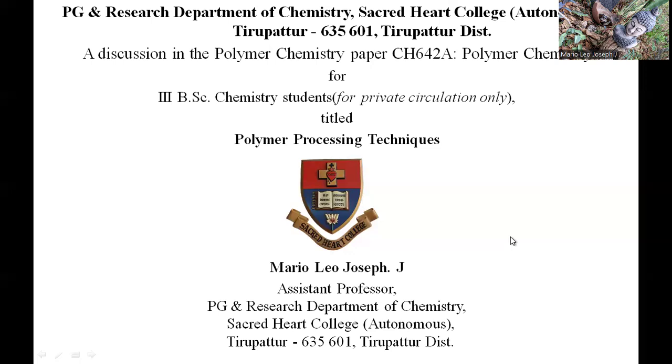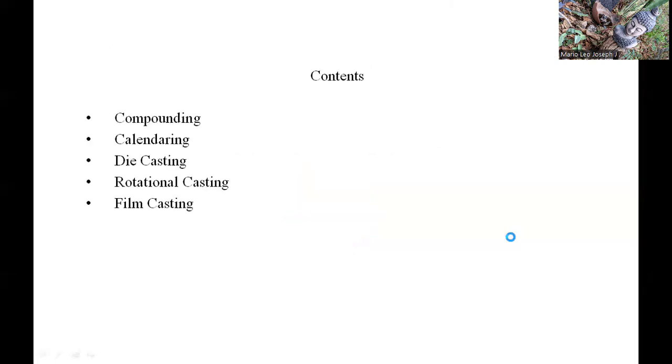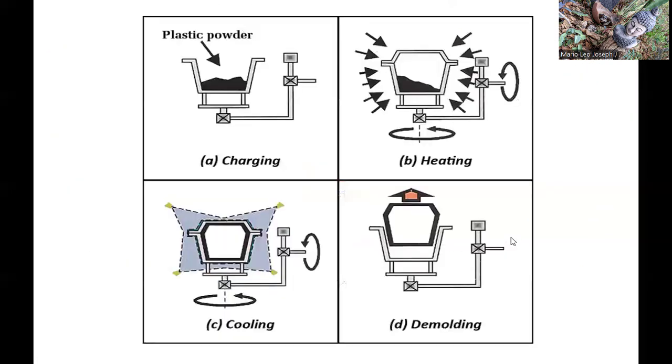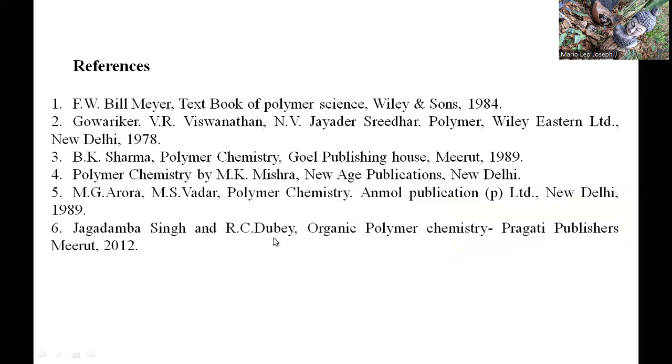So this is from your current polymer chemistry paper, CS642A. And your references should be very simple references here. We are going to primarily use Gaurikar, Vishwanathan, Jayasridhar, Polymer Chemistry, a book published in 1978, or the last reference, Jagadamba Singh, Organic Polymer Chemistry, from Pragati Publishers. Either of these books you can use to get more details on this topic.